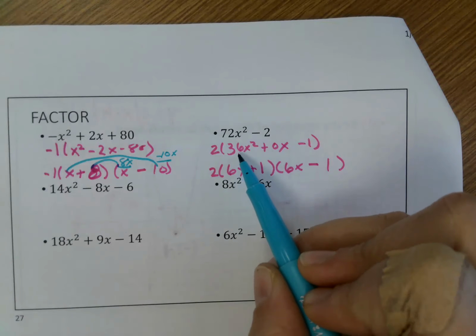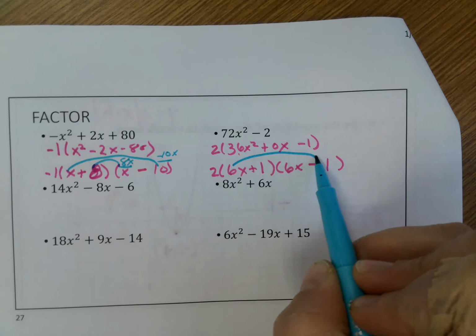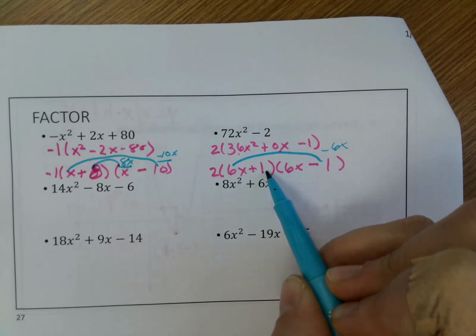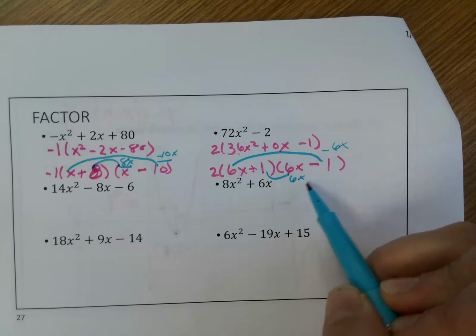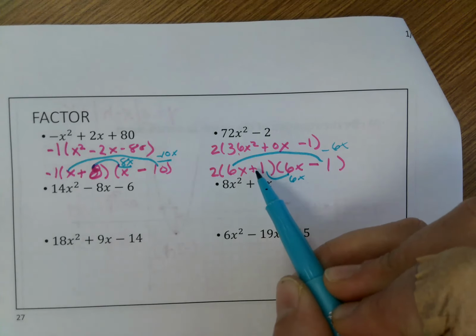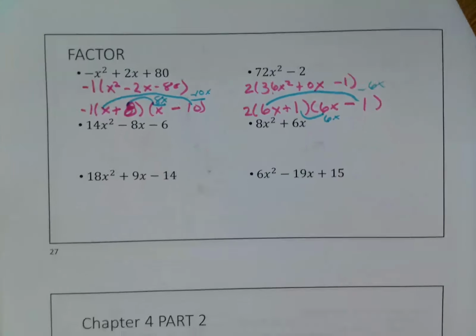6x times 6x gives me my 36x squared. 6x times negative 1 gives me negative 6x. This gives me a positive 6x, so together that's a 0. And then 1 times negative 1 gives me negative 1.